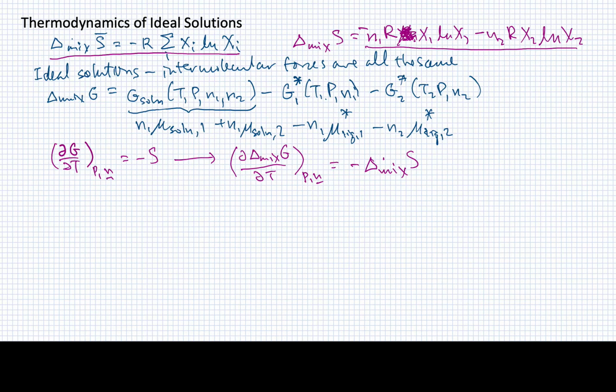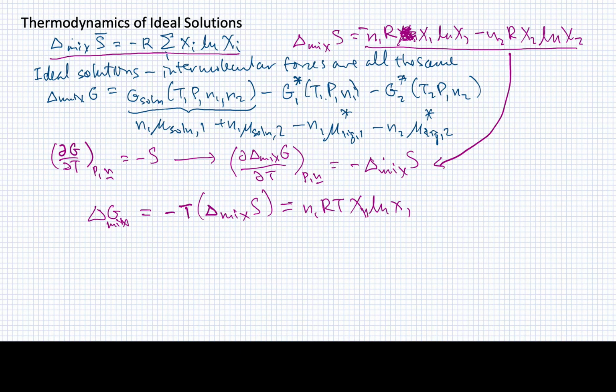for this process. So now I can plug this expression down in here, and when I integrate over temperature, there are no parts that are dependent on temperature. It's a totally temperature independent expression. So that would tell me that my Gibbs energy for mixing would be equal to minus T times what I found for the entropy of mixing. And so the minus signs will cancel. I'll have N1 RT x1 log x1 plus N2 RT x2 log x2.